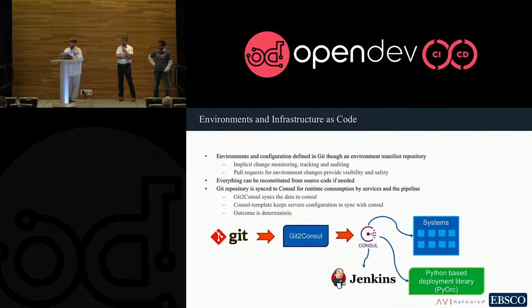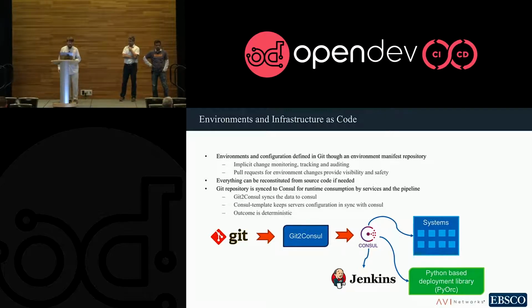That gives us kind of implicit change tracking auditing. We always know who changed what, when they did it, why they did it, as long as they put a good note in the commit. And pull requests give us an approval process and visibility to changes. Everything also can be reconstituted from source code if needed.